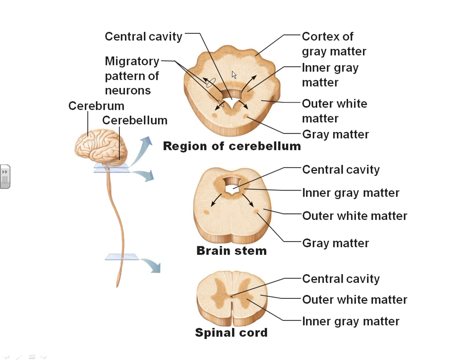Surrounding the gray matter in each area of the central nervous system is the white matter. The white matter is myelinated, and therefore this is going to be the area where we're going to see transmission of impulses that go over a longer distance. In the brain and the cerebellum, with the exception of the brainstem, we often see an outer cortex of gray matter that can have some specialized function.